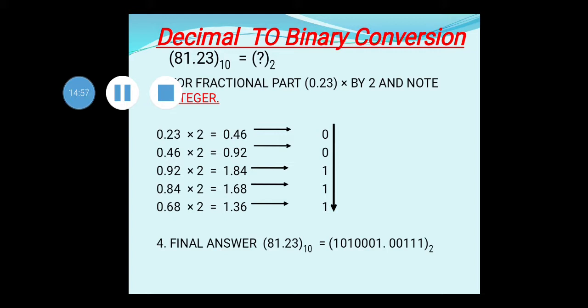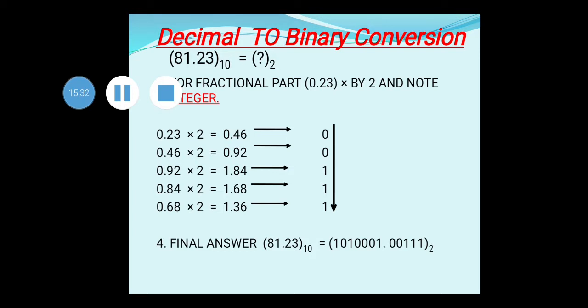And the fractional part 0.84, again multiply by 2. After multiplying, I get the result 1.68. Here the integer is 1, note it down, and the fractional part is 0.68. Again multiply the fractional part by 2 and you get the result 1.36. Note down the integer. You can do this one more time or two more times, but it is not necessary. We need only 4 to 5 digits, so I am going to stop here.